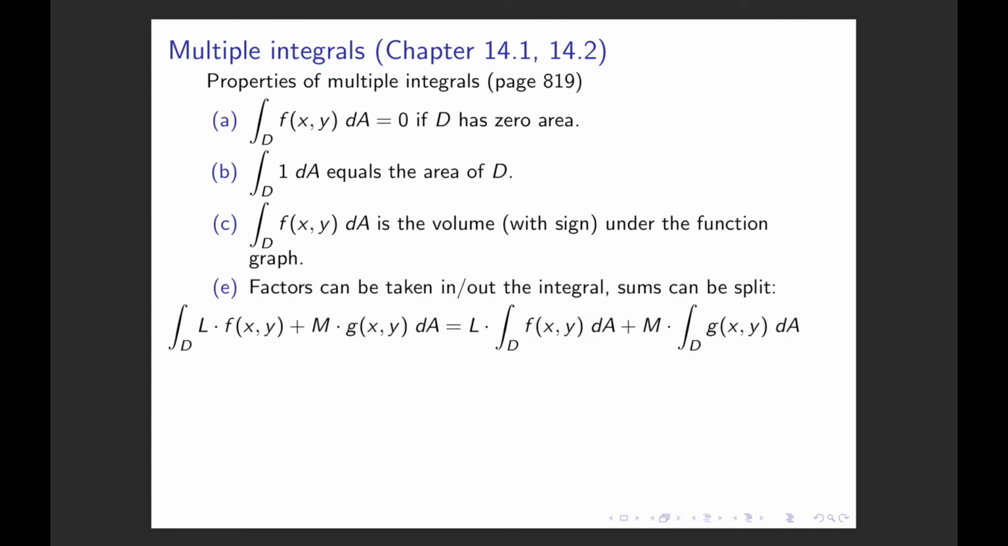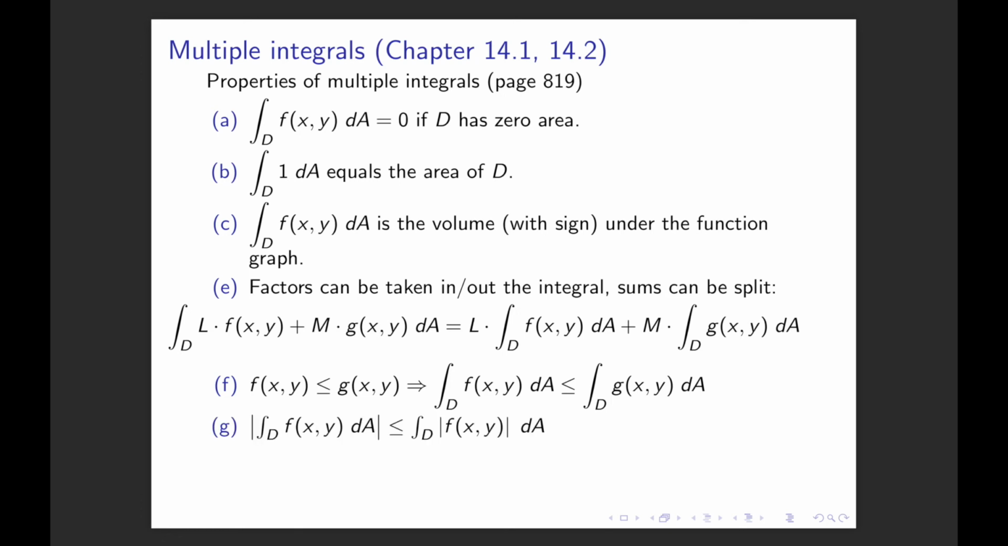Integrals are linear functions. That means we can split sums and we can take factors out. If one function is always smaller equal than another function, then the integral of the smaller function will be smaller equal than the integral over the larger function. It is also pretty clear the volume under the graph of a function that is smaller should be smaller than the volume under the graph of a function that is bigger.